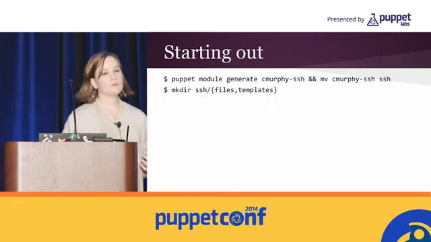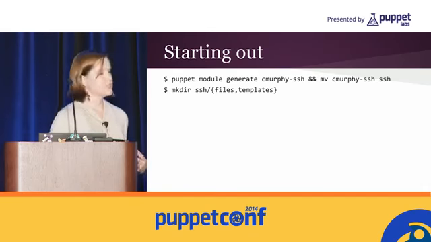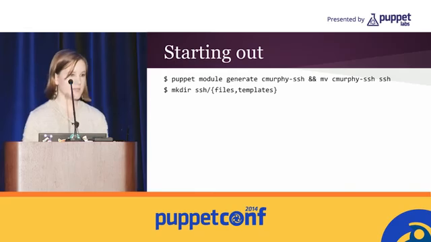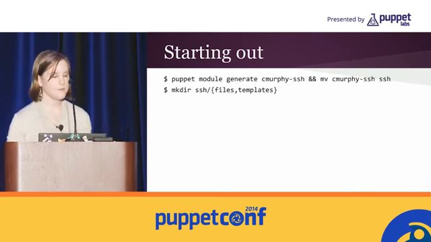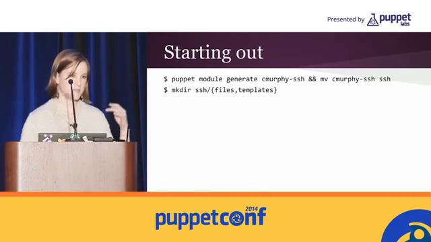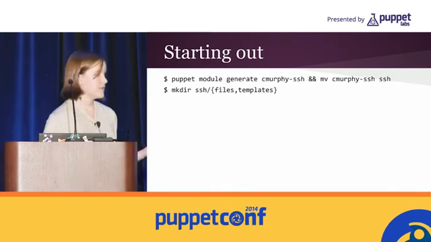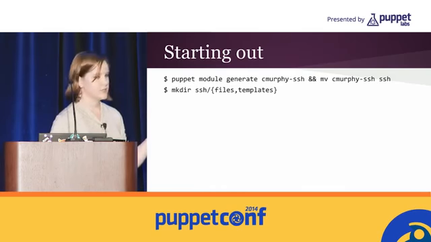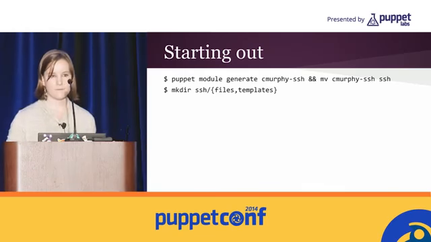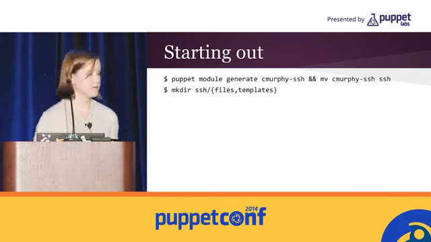To start out writing a module, you can use the Puppet module generate tool to create the layout of a module with some boilerplate templates. And if you're using a sufficiently modern version of Puppet, this is going to ask you some questions which will generate a metadata file, which we'll talk about a little bit later. And this tool doesn't create everything for you. You'll still have to create this files directory and the templates directory. And you also don't have to use the tool at all. You can create all this by hand.